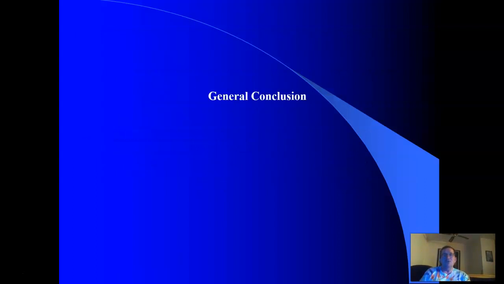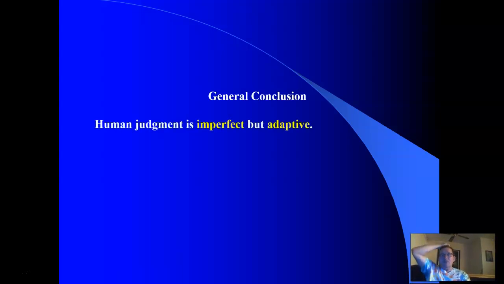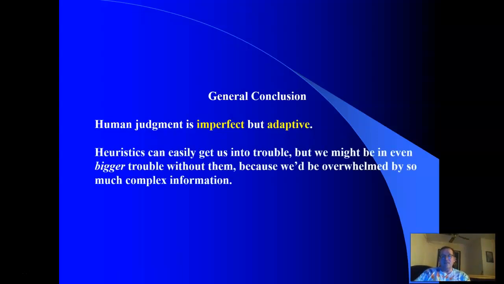Okay, general conclusions, I should say, I think. One conclusion, human judgment is imperfect but adaptive. The world would be a more difficult place, not a better place, if we didn't have judgmental heuristics. They're quick and dirty rules of thumb for making snap judgments that we often have to make under great time pressure. And again, these heuristics can get us into trouble. We might be in even more trouble if we didn't have them because we'd be overwhelmed by breaking out our calculators and trying to give the complicated mathematical or actuarial answer to important day-to-day questions.